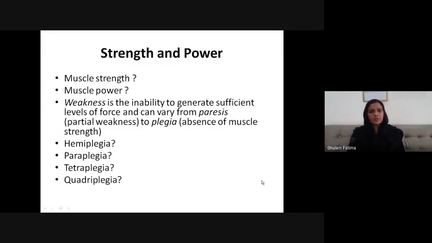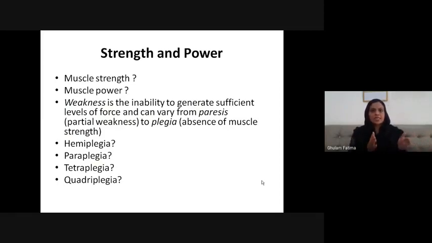The next concept is strength and power. You must be well aware of the concept of what is muscle strength, what is muscle power, and what is muscle endurance. It is a very familiar concept as you have already studied it in detail in kinesiology. So I will expect you to answer the difference between muscle strength, power, and endurance in the comments after watching this video. The opposite of muscle strength is the concept of weakness.